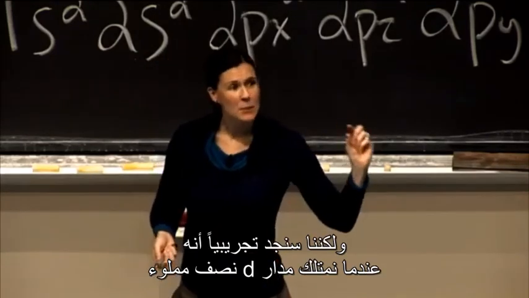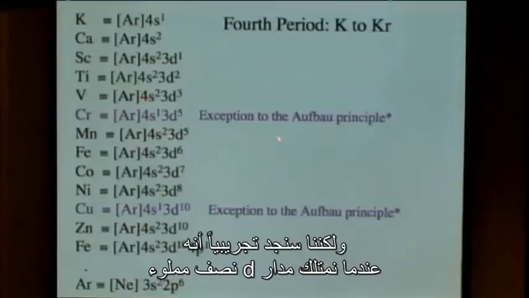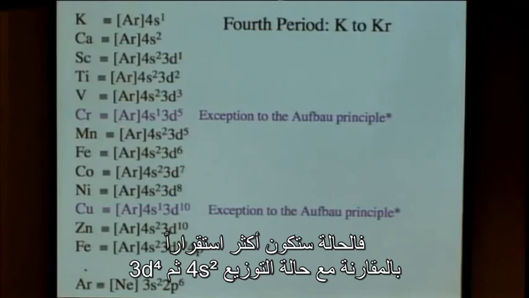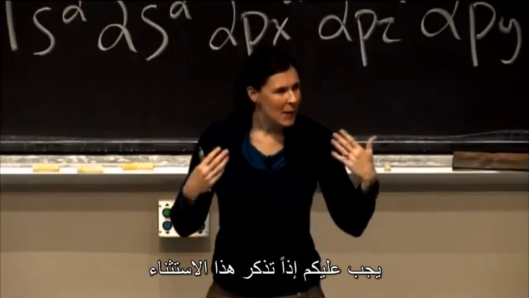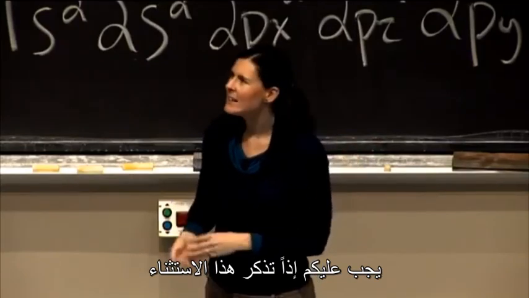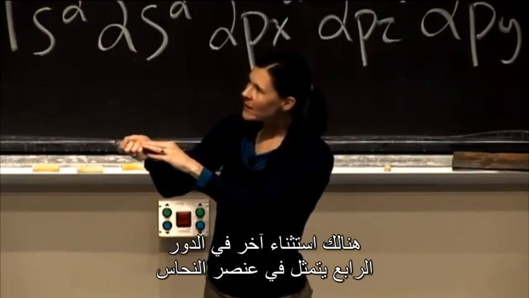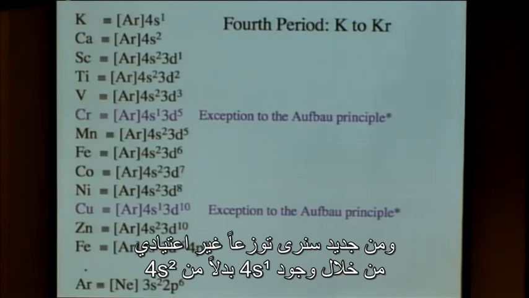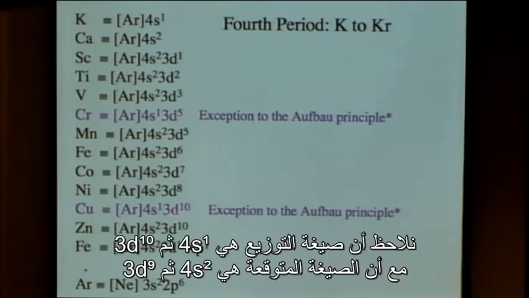But what we find experimentally is that it's more stable to have a half-full d orbital than to have a 4s2 and a 3d4. So this is an exception you have to memorize. Another exception in the fourth period is copper. We see that again, we have 4s1 instead of 4s2. This is 4s1, 3d10. We might expect 4s2, 3d9.